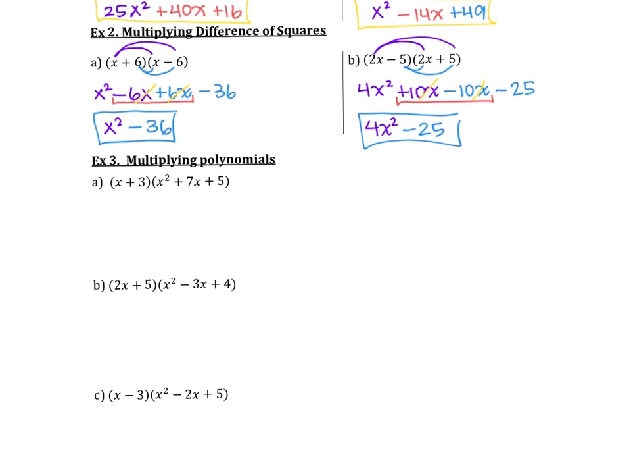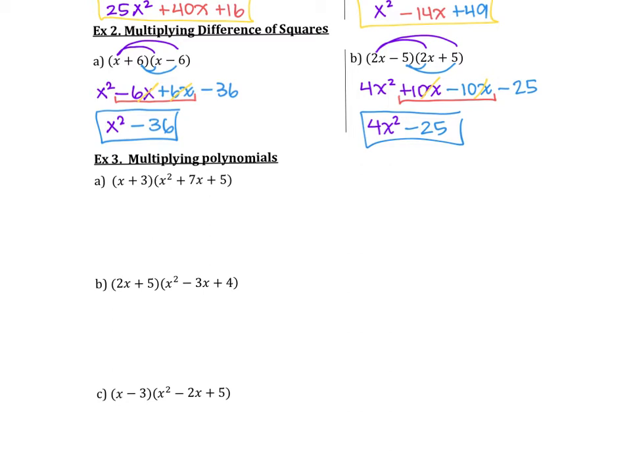Okay, the last example. Instead of multiplying a binomial by a binomial, we're going to multiply a binomial by a trinomial. It's the exact same process, and it wouldn't even have to be a trinomial. I could add like 6 terms here, and you would still be able to do it.